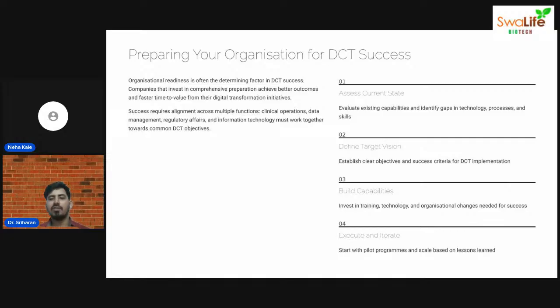And next we want to identify the target vision. What is our target vision? It should be very clear and strategic. While an organization is planning and preparing, strategies play a major role. And building capability means integration capability, training the staff, what technology is available, what resources and allocation are available. Then execute and iterate. Start with a pilot and expand with the full study. While implementing DCT, start small and expand to large.